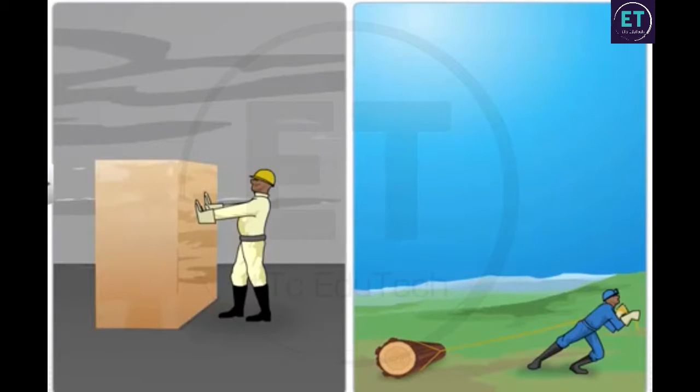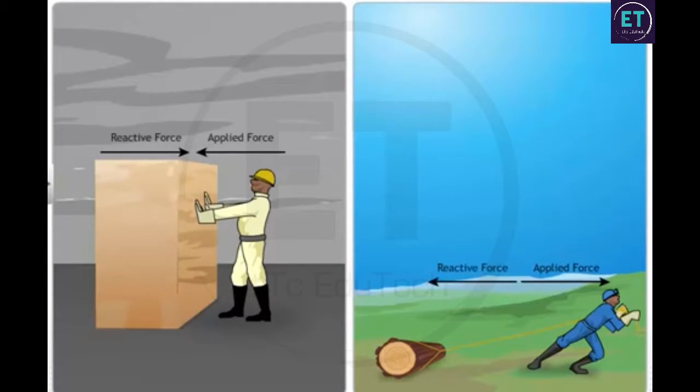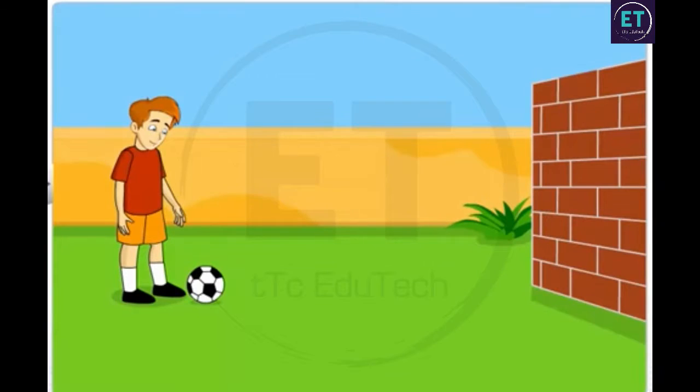According to this law, if we push an object, it pushes us back. And if we pull it, it pulls back with a force of equal magnitude. Let's revisit the situations we observed at the beginning of this lesson.